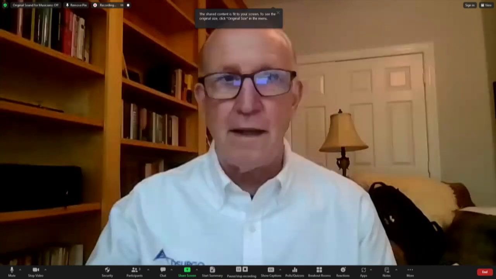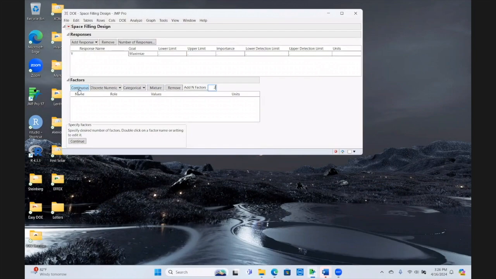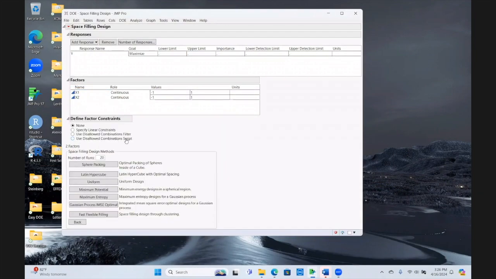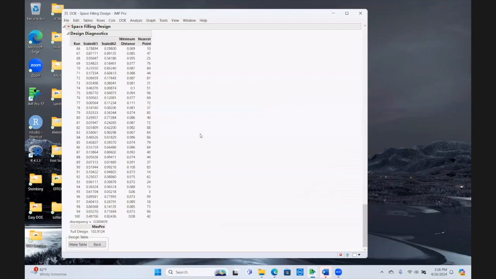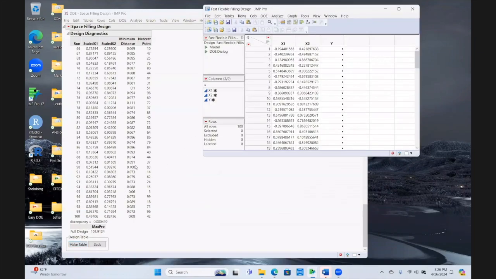share my screen. And so you can see my copy of JMP up there. Yes? Okay. So what I'm going to do to start is create a space filling design, and it's going to be a triple F design. And I'll just do it for two factors, but I'm going to do it with 100 runs to start out with. So here's my table.